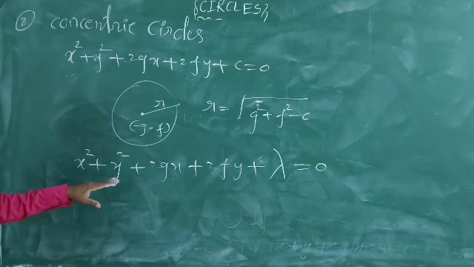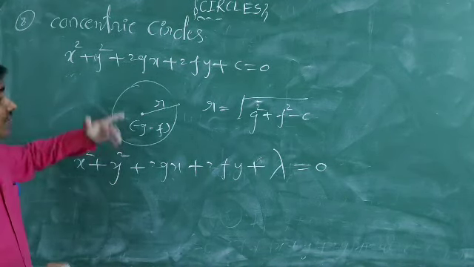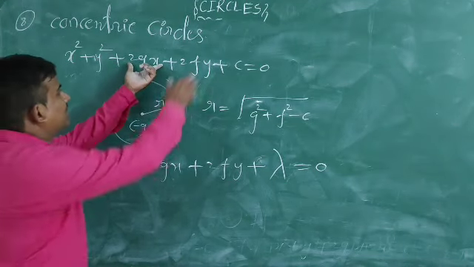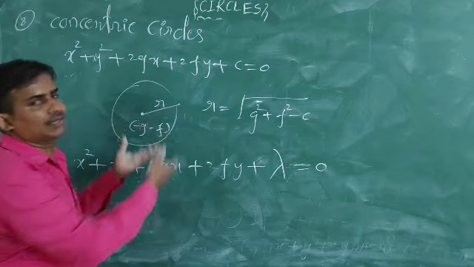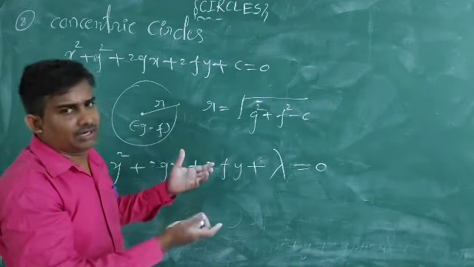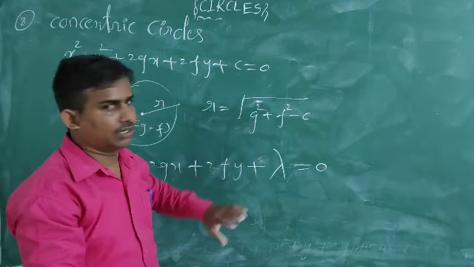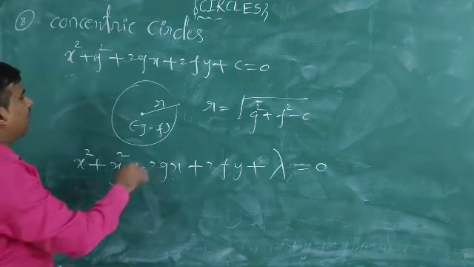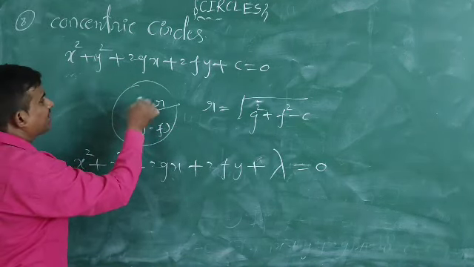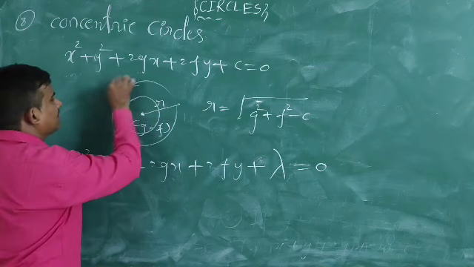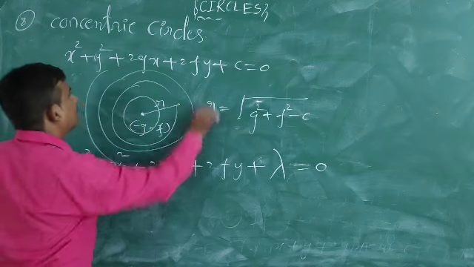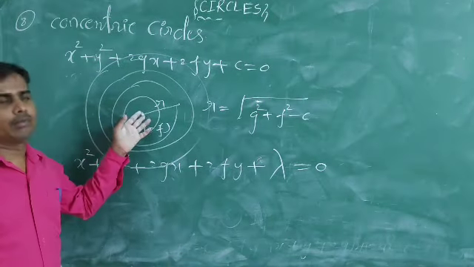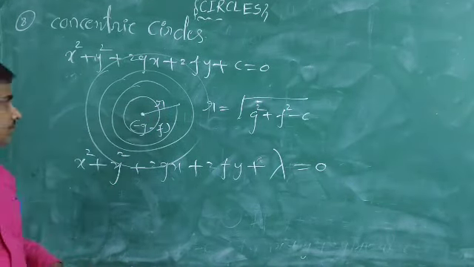That is another circle equation. These two are different circles, but both have the same center. These two terms are the same, which means the center is the same, but the radii are different. That means the constant will be different: it is c, and it is lambda. So circles which have the same center but different radii are there, like this one.